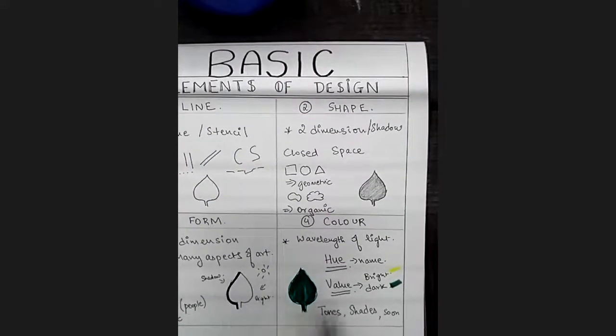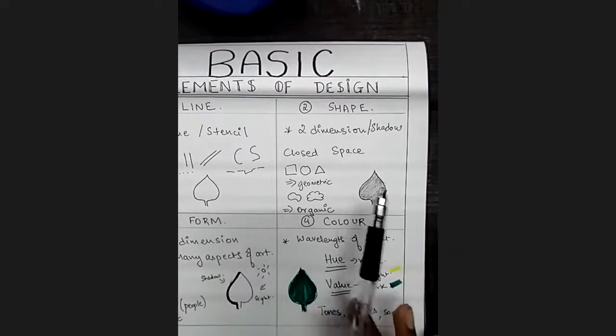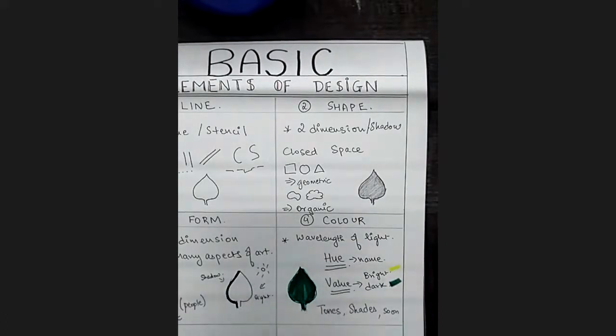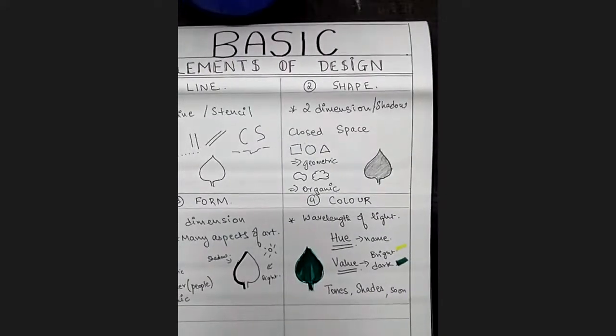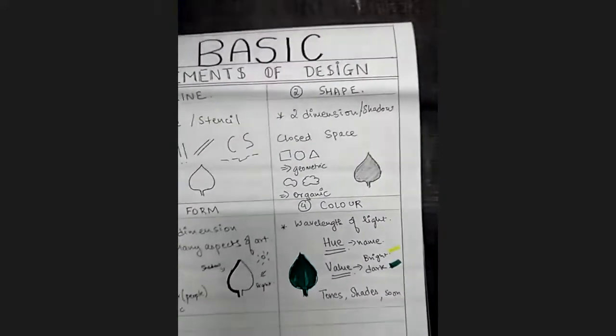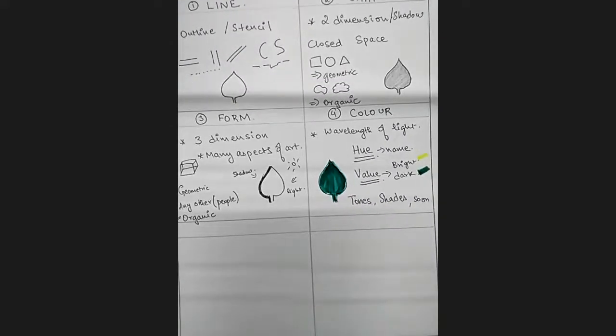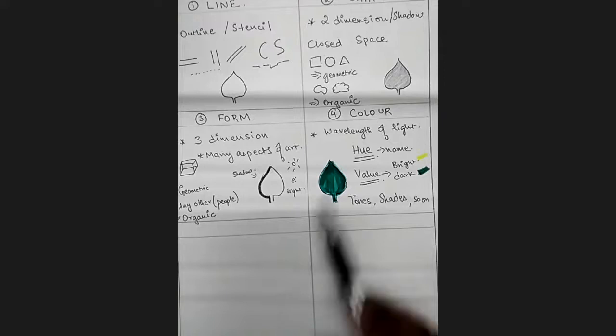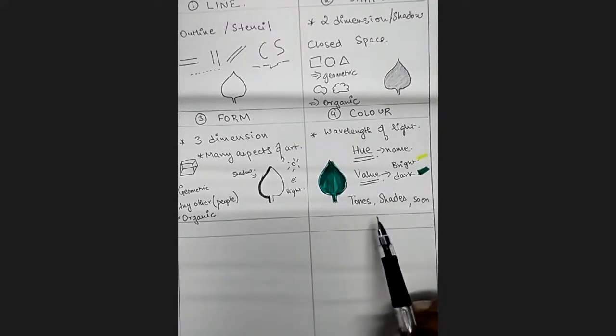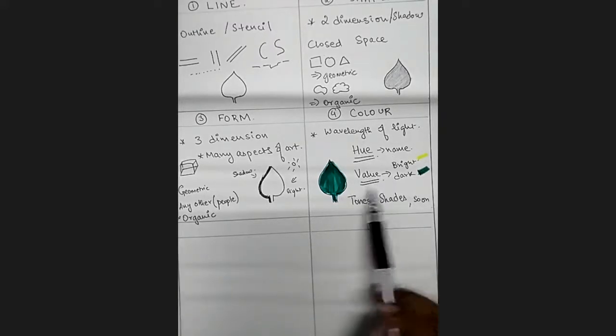Okay, so we've covered 4 elements already. We've got line, shape, form, and color. The next one, we'll just quickly do the last 2, and then I'll show you what to do next. So we've learned what is color and value. Now imagine you have to put these two together.